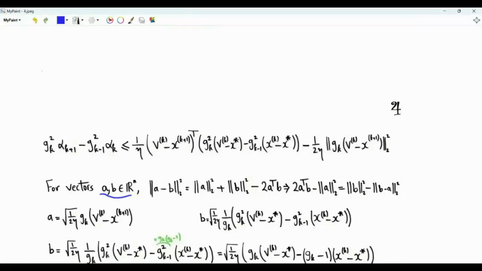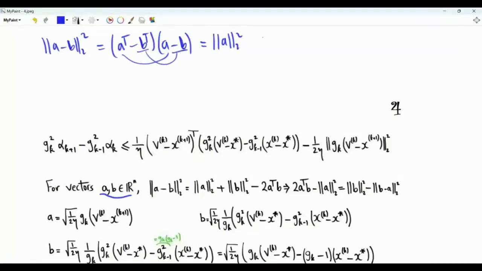A and B are two n-dimensional vectors. The L2 norm squared of A minus B is A minus B transpose times A minus B. This is A transpose A, the L2 norm squared of A, plus B transpose B, which is the L2 norm squared of B, minus A transpose B, minus B transpose A. These two inner products are equal. Both are equal to the summation over i from 1 to n of ai bi, where ai is the ith component of vector A, and bi is the ith component of vector B.